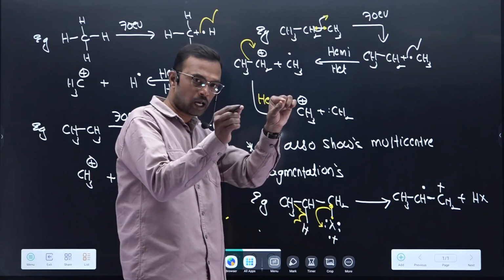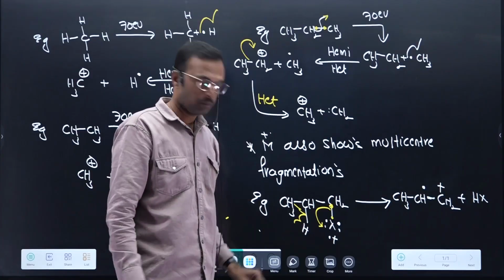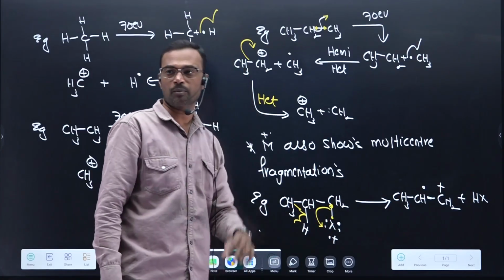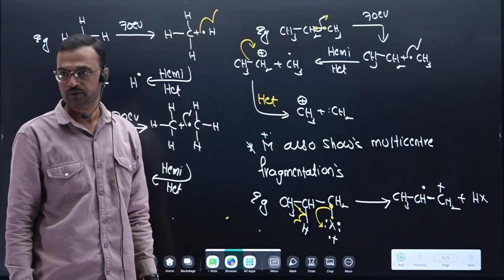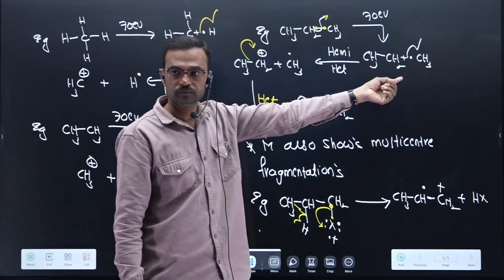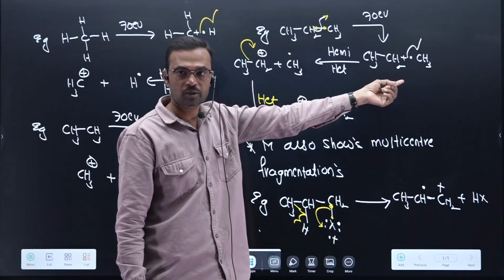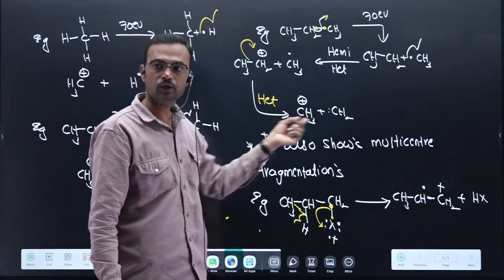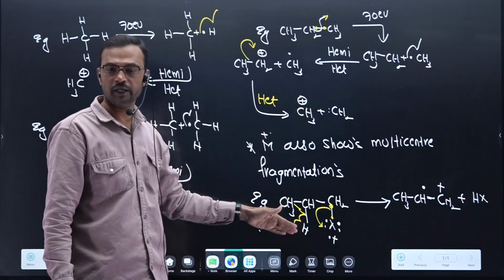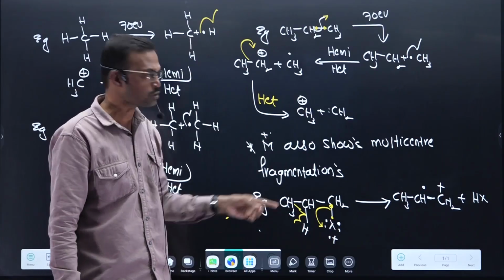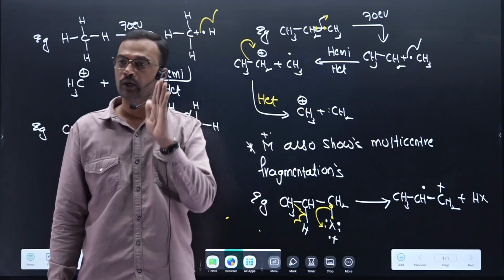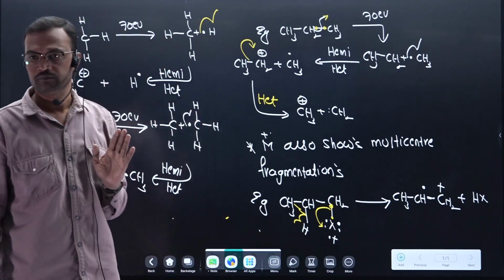At a time I removed halogen and hydrogen. Here it is heterolysis, here homolysis. This is called multi-center fragmentation. It is not back-to-back steps. This is called back-to-back: first molecular ion formation, hemi-heterolysis, then heterolysis, back-to-back. But here it is simultaneous. At a time, both will take place. That is called multi-center, nothing but one molecule fragmenting at a time.